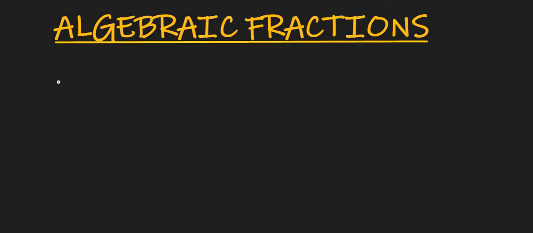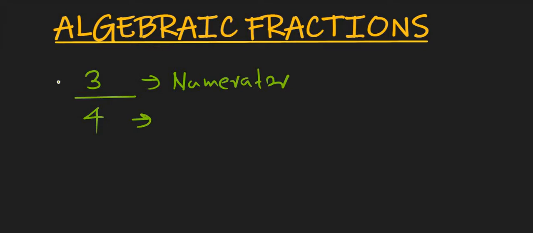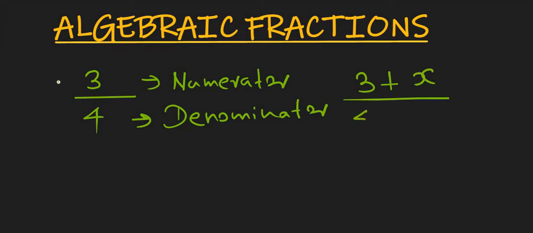You are watching Insights, and today I'm going to teach you how we can solve algebraic fractions. A normal fraction is something like 3 over 4, where 3 is our numerator and 4 is our denominator. If I introduce an unknown variable, that is (3 + 6)/(4 + 3y), 3 over 4, which was our initial fraction, became an algebraic fraction.